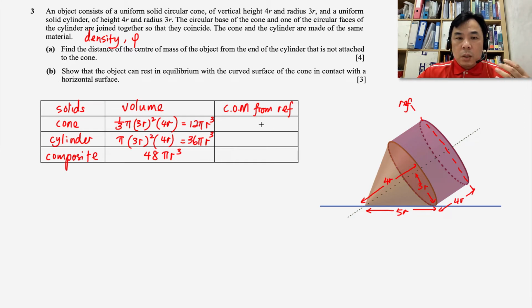Now, according to the data booklet, the center of mass of a cone is located at 3/4 from the vertex. This is the vertex itself. I'm going to label that as V. So this is where it is measured from. 3/4 of that. But our center of mass is measured from the reference here. If you take 3/4 of the length here, you will notice that the center of mass is located somewhere here, which is 3r.